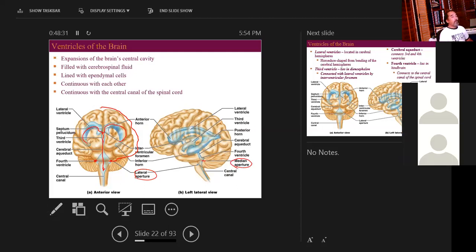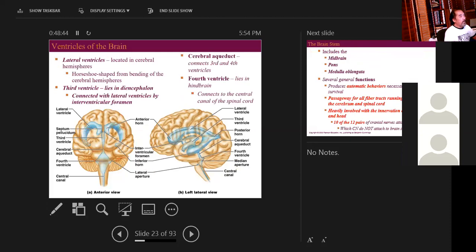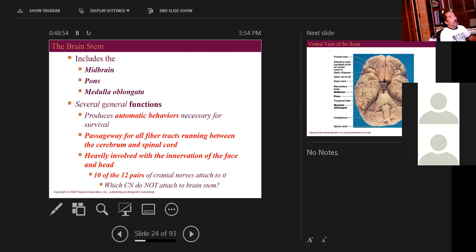Those are the two holes that connect the ventricles down to the subarachnoid space, where the cerebrospinal fluid is still flowing. So those are my ventricles. Just remember, you need to know the different ventricles located at different parts of the brain. We finished with the ventricles, and with the spinal cord, so now I'm going to go up to the brain.